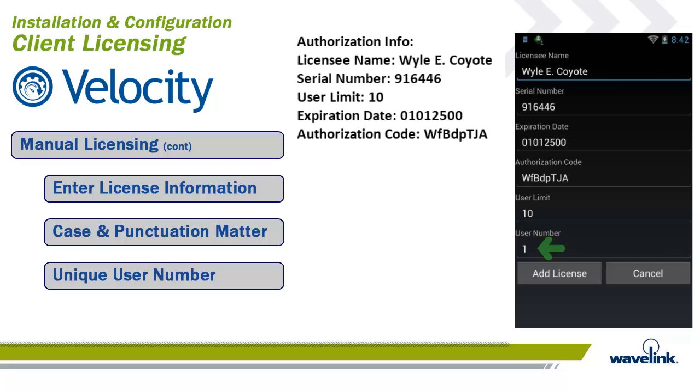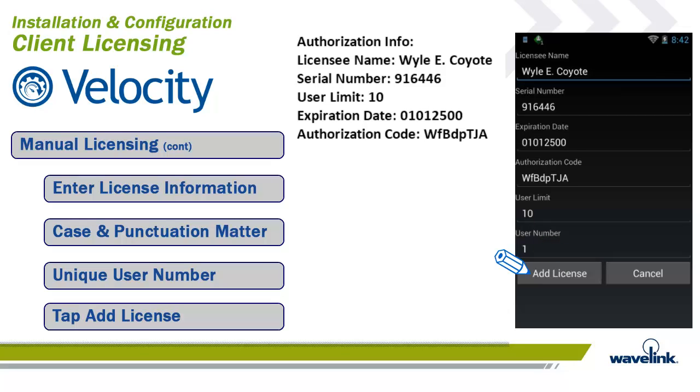The user number field is a value of 1 to the number listed in the user limit field. Start with the number 1, and for each subsequent client, make the user number 2, 3, 4, etc., up to the user limit. Take special attention to never duplicate a user number on 2 or more devices. This will invalidate the licenses on all the terminals with the duplicate user number, causing those clients to shut down. Only one terminal with the duplicate number can function at any one time.